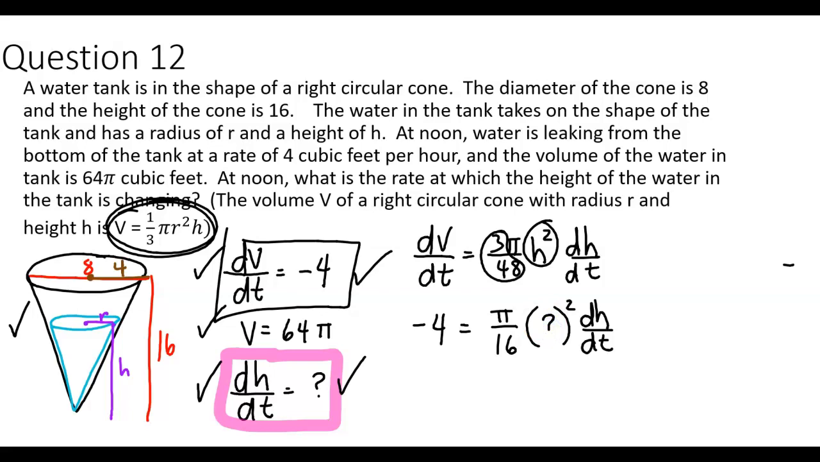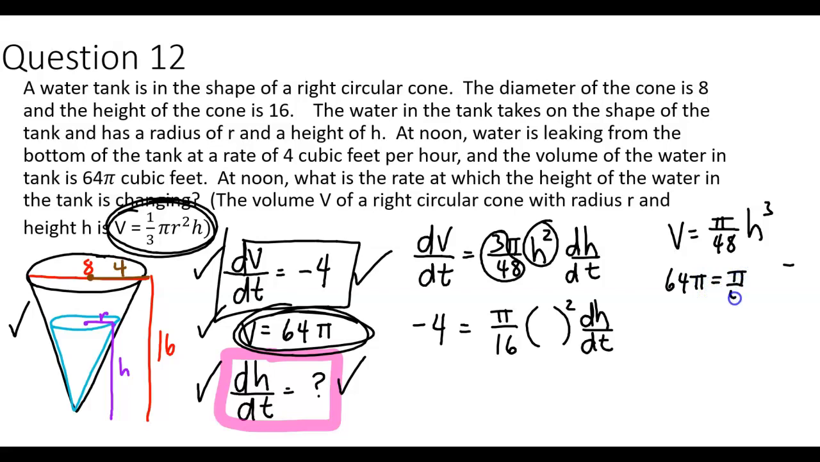Okay? Sometimes you'll have some missing letters. And that's why they gave us this volume here. Okay? Now, as you guys may recall, we had this formula earlier. It was v equals pi over 48 times h cubed, right? Well, they told me that my volume is 64 pi. So as you guys can see, we can solve for h now. So the first thing I'm going to do is I'm going to multiply both sides by the reciprocal of that fraction.